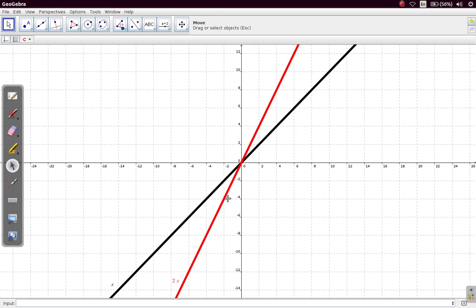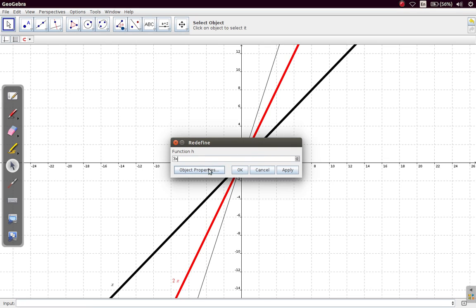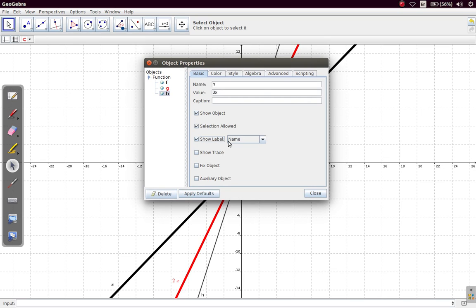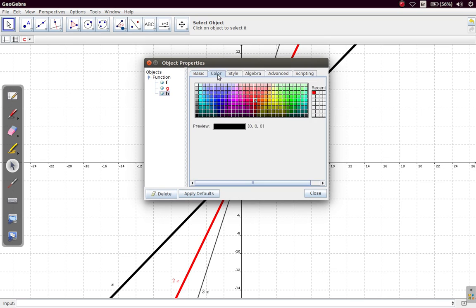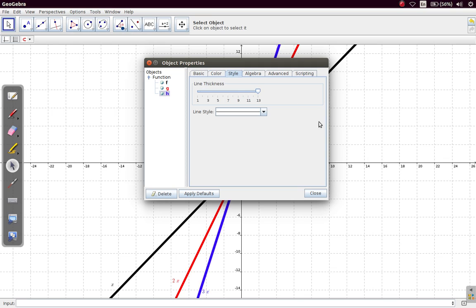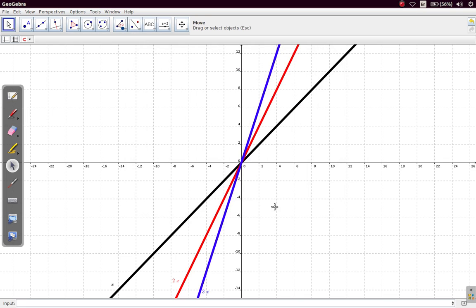So this is 2x. Now, what would 3x look like? y equals 3x. Interesting. Let me adjust my line. Okay, so the blue line is y equals 3x.